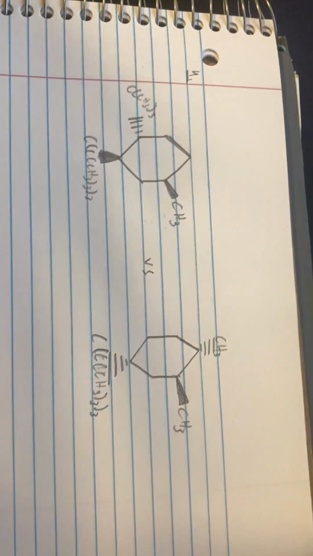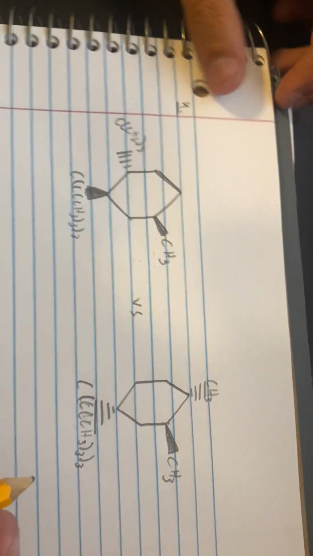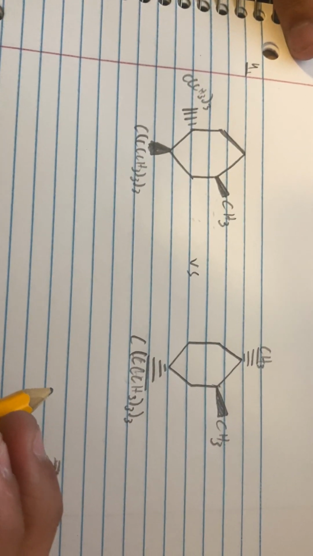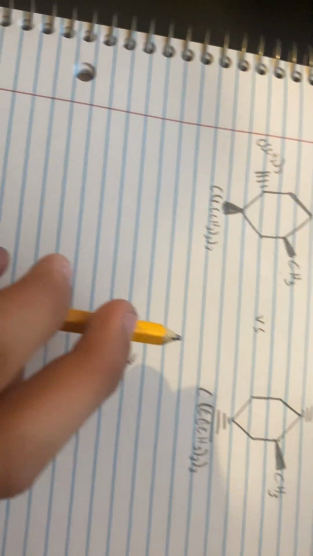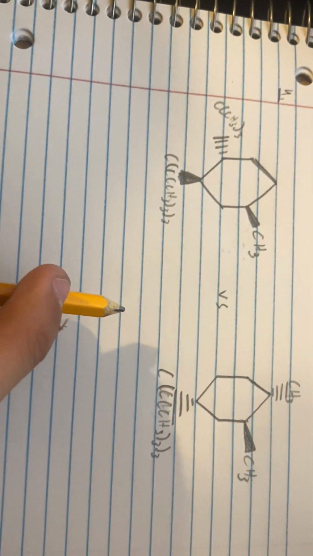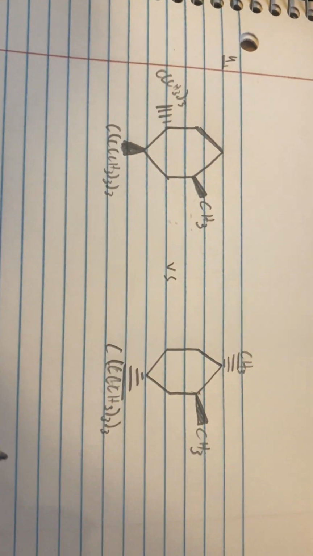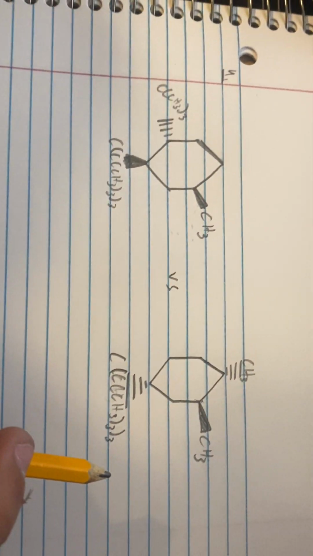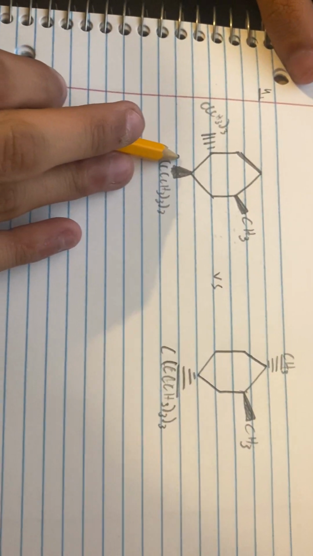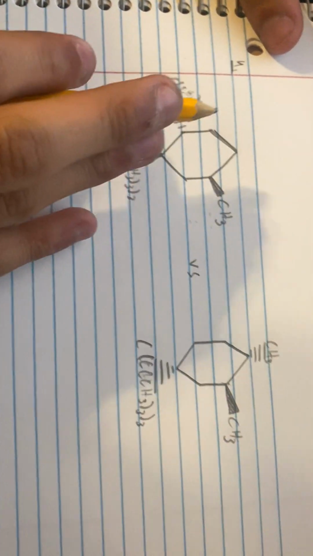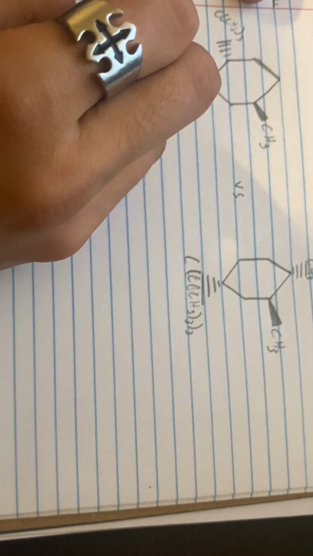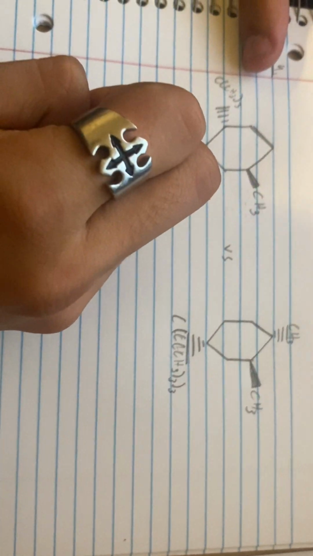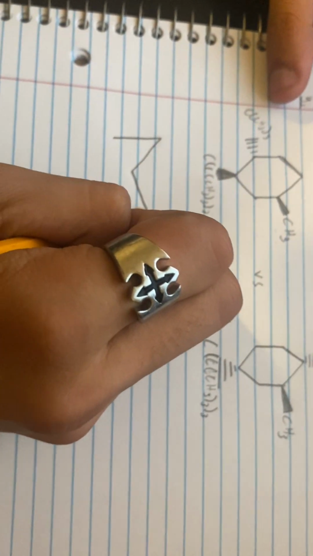With this one, of course, we're going to be doing the chairs and flips. For the first step, we have to draw the chair flips, and the largest number of groups on equatorial is of course the most stable one. So let's do the first one. We're going to do this one to begin with. We know we have the chair. Let's actually draw the chair. Oh my gosh. So we have it like this.